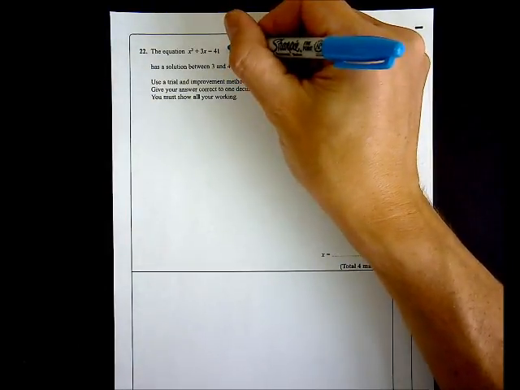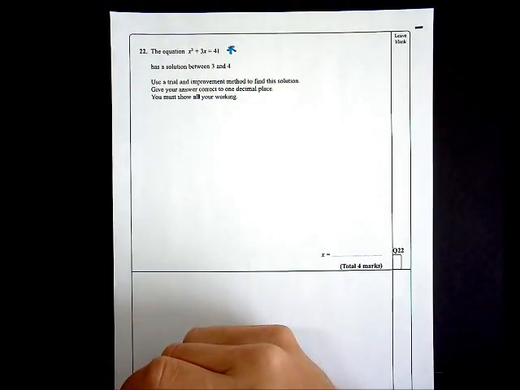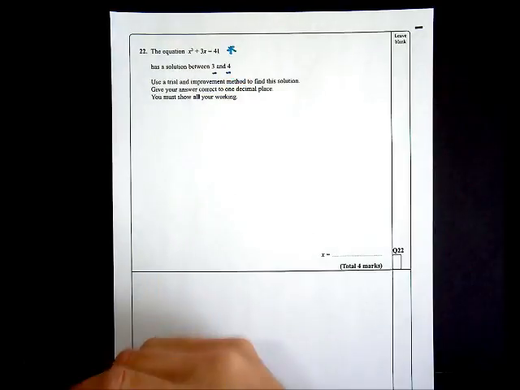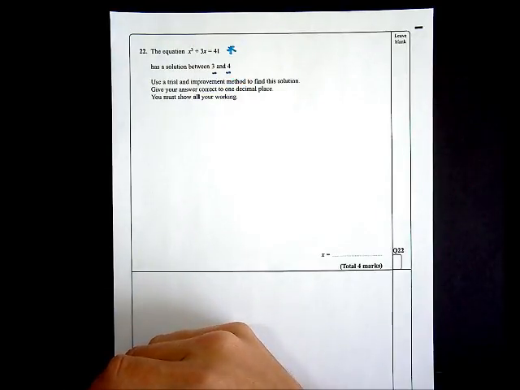On question 22, I'm given an equation, x cubed plus 3x equals 41, and I'm told it's got a solution between 3 and 4, which means the answer is somewhere round about 3 and some other numbers. And I'm asked to use trial and improvement to find this solution.